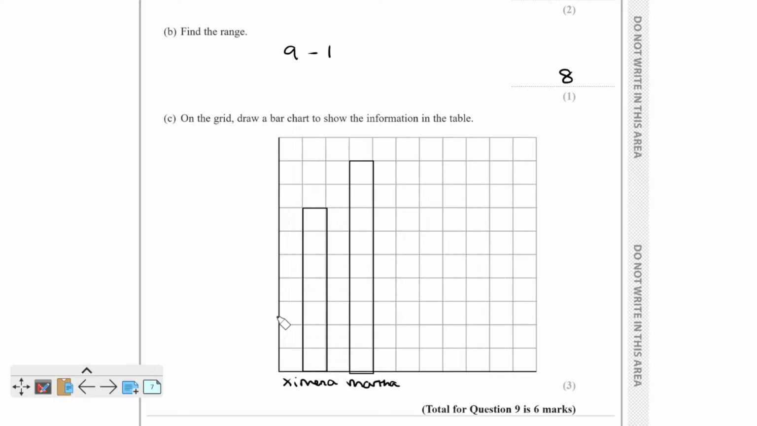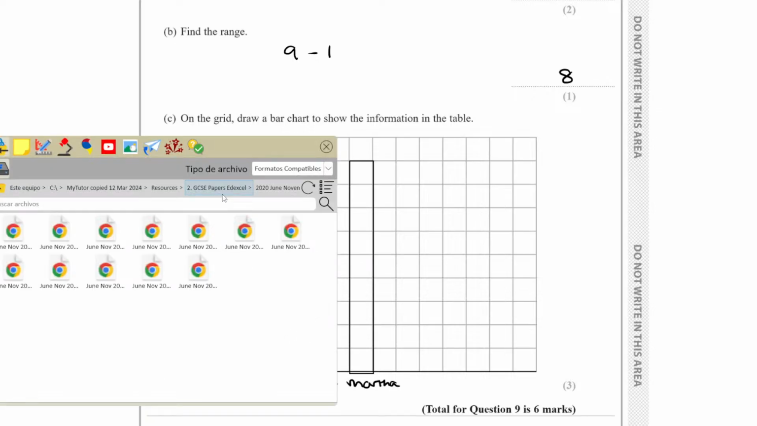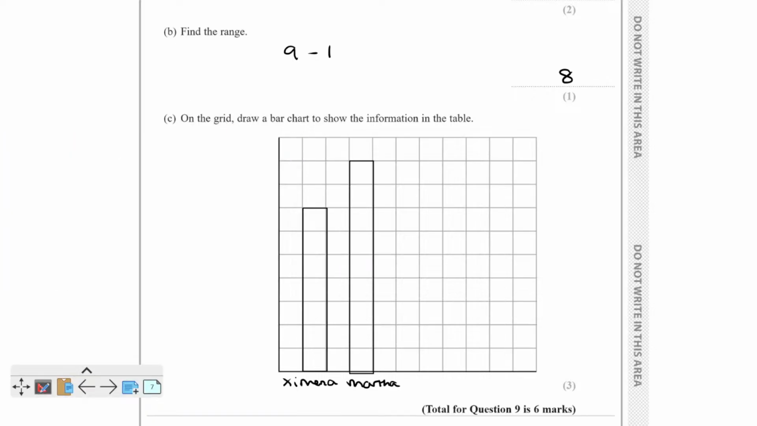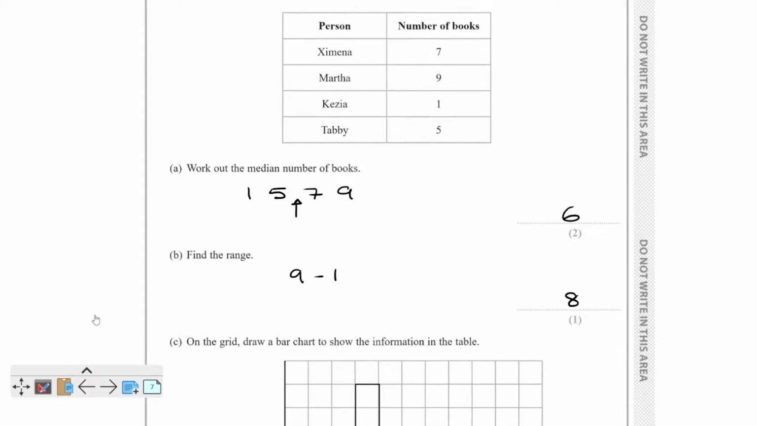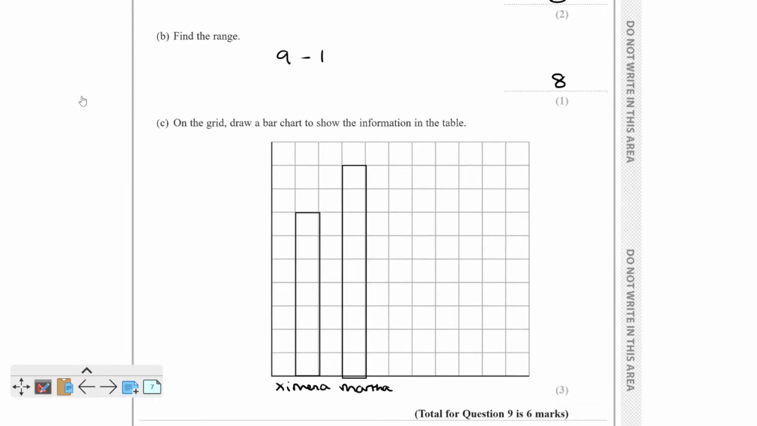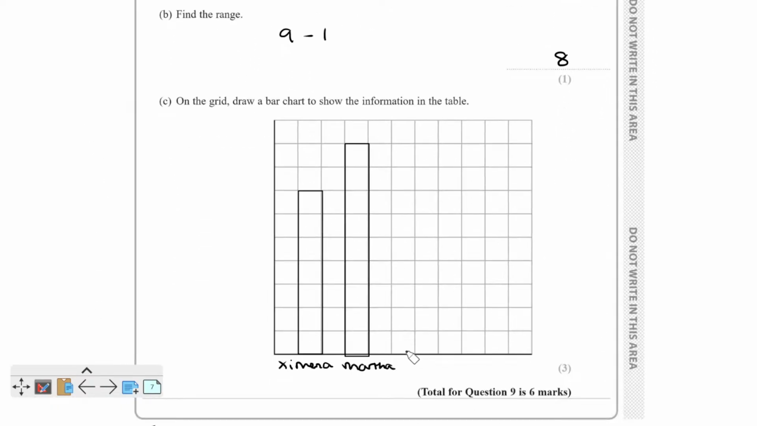And then we had Kezia with 1 book and Tabby with 5. Kezia with 1 book. And then Tabby with 5 books. 1, 2, 3, 4, 5 here.